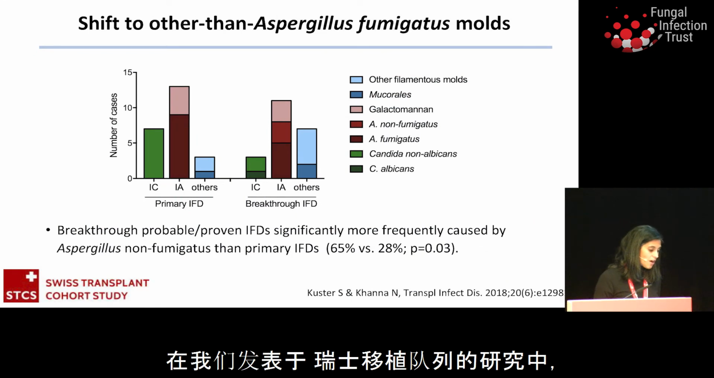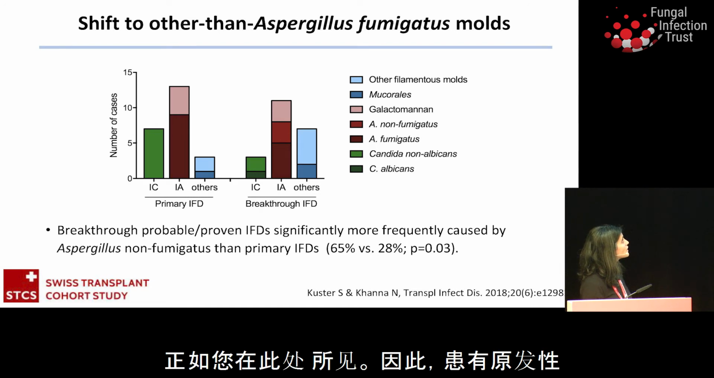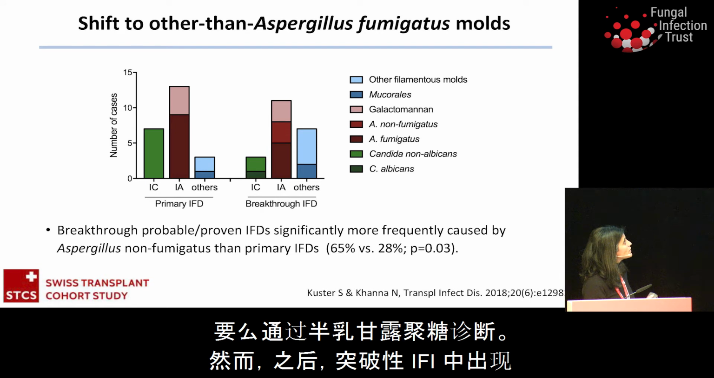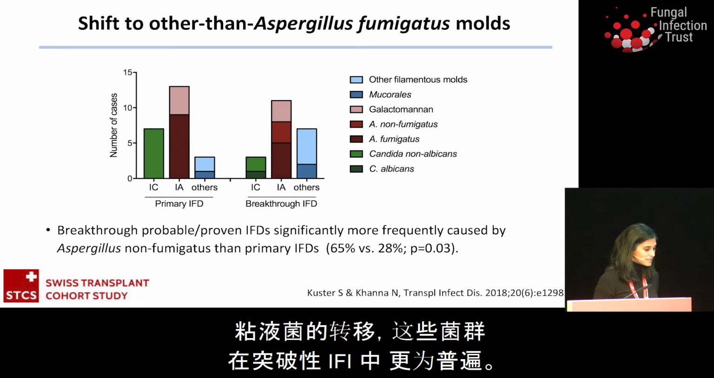What we also could see in our study, which we published from the Swiss Transplant Cohort, is a shift to molds other than Aspergillus fumigatus in breakthrough invasive fungal diseases, as you can see here. Patients who have a primary invasive fungal disease mainly suffer from Aspergillus fumigatus, either diagnosed by microbiology or by galactomannan, whereas afterwards in breakthrough IFI there is a shift towards Aspergillus non-fumigatus, and other filamentous molds and Mucorales are more prevalent in the breakthrough IFI.